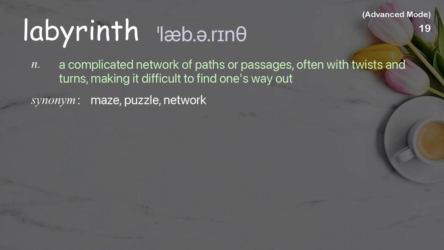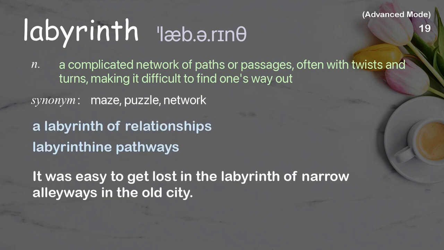Labyrinth: a complicated network of paths or passages, often with twists and turns, making it difficult to find one's way out. Examples: a labyrinth of relationships, labyrinth and pathways. It was easy to get lost in the labyrinth of narrow alleyways in the old city.